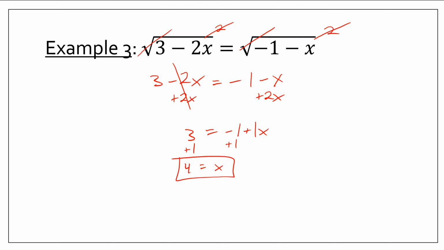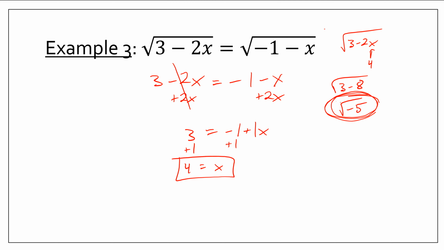So x equals 4. But let's check to make sure this works. So square root of 3 minus 2x. And let's see, when I plug a 4 in here, I'll have the square root of 3 minus 8, right? What's the issue here? On this side, when I plug 4 in, I'm going to have to take the square root of a negative answer. But I know that can't happen. So even though this answer looks right, when I actually go to plug it into the formula, I end up taking the square root of a negative number, which I know can't happen.